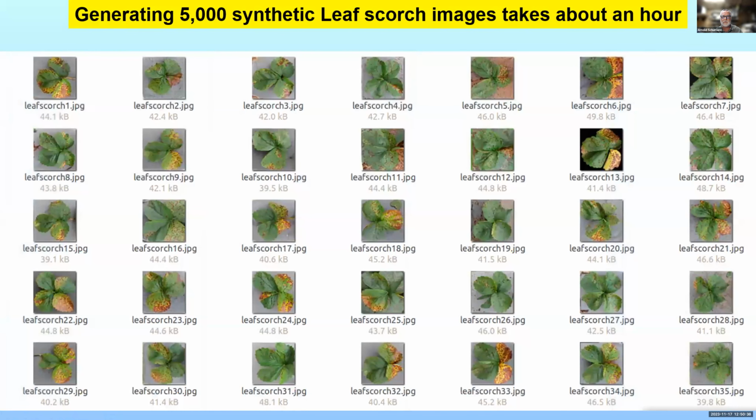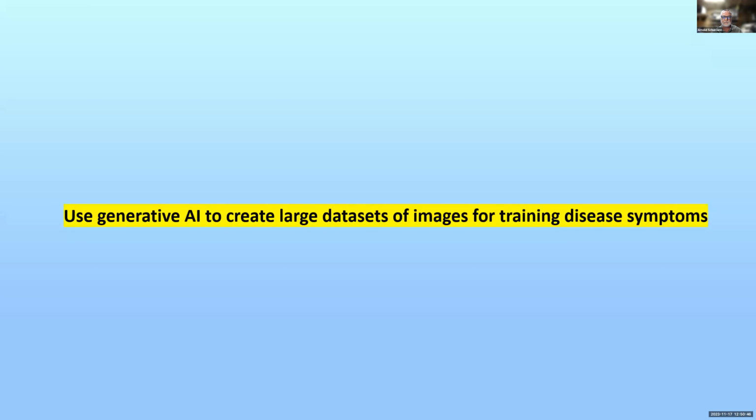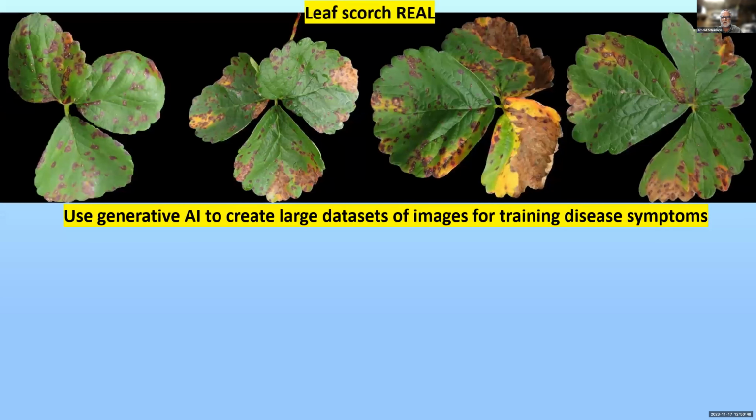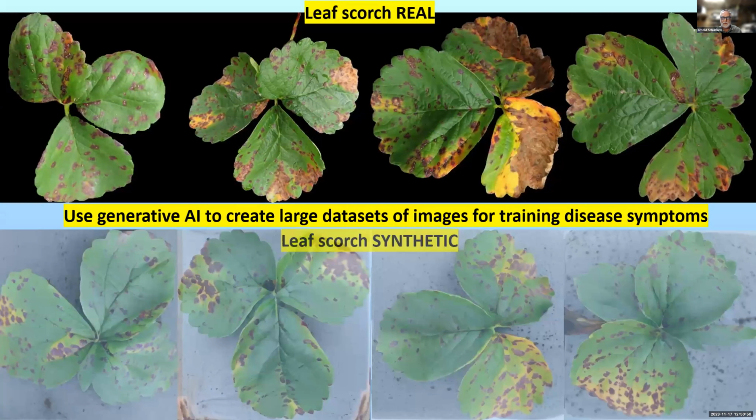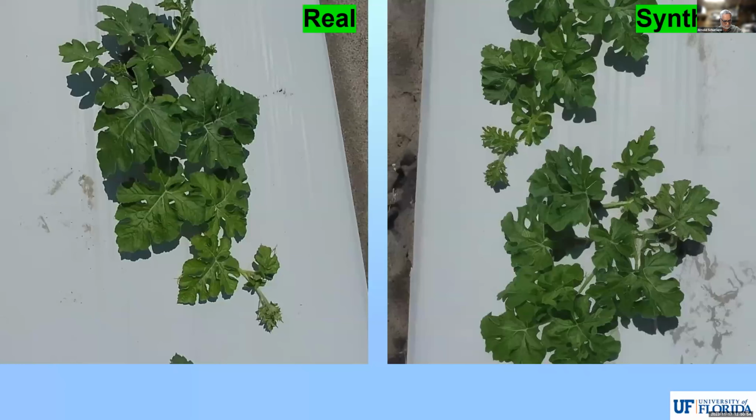But the good news is that it takes just 20 to 30 images to train that, not much, and then you can generate thousands. It takes about an hour to generate thousands, 5,000 here, and here's just a closer view of them. This is leaf scorch, it's a different disease. And here I've just got a close-up, real leaf scorch, synthetic leaf scorch at the bottom. And here's a few more examples to finish off.